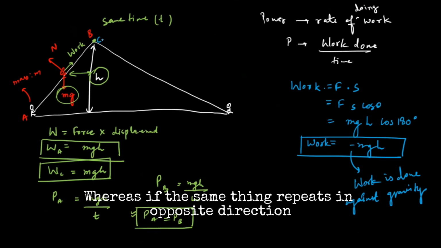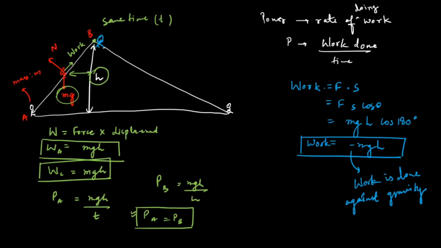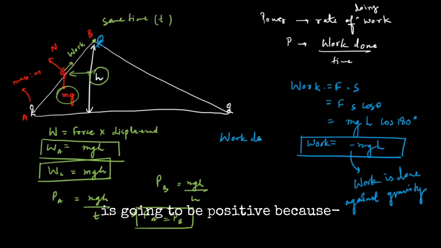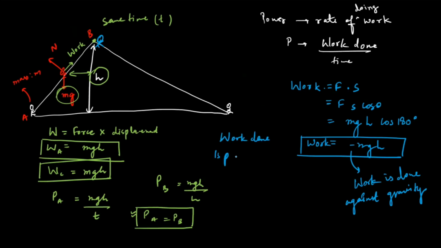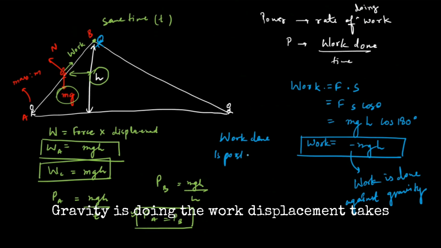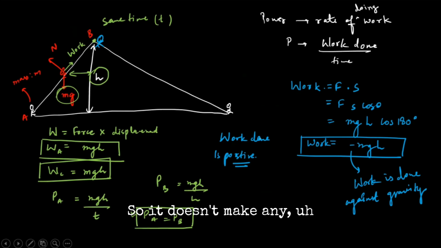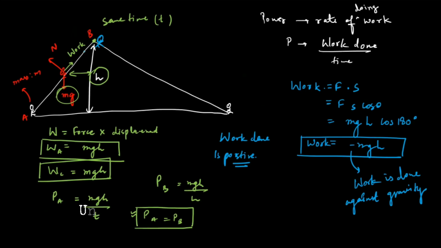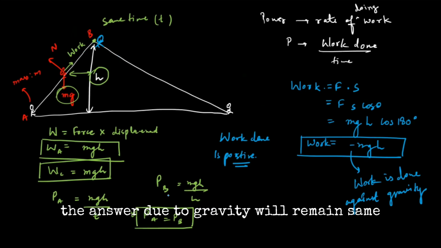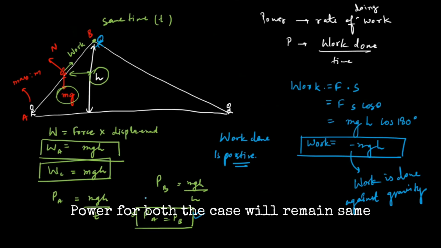Whereas if the same thing repeats in the opposite direction, now work done is going to be positive because gravity is doing the work. Displacement takes place in the direction of gravity, so gravity is actually doing the work. So it doesn't have any issue here unless there is some other force. The answer due to gravity will remain the same. So for both cases it will remain the same.